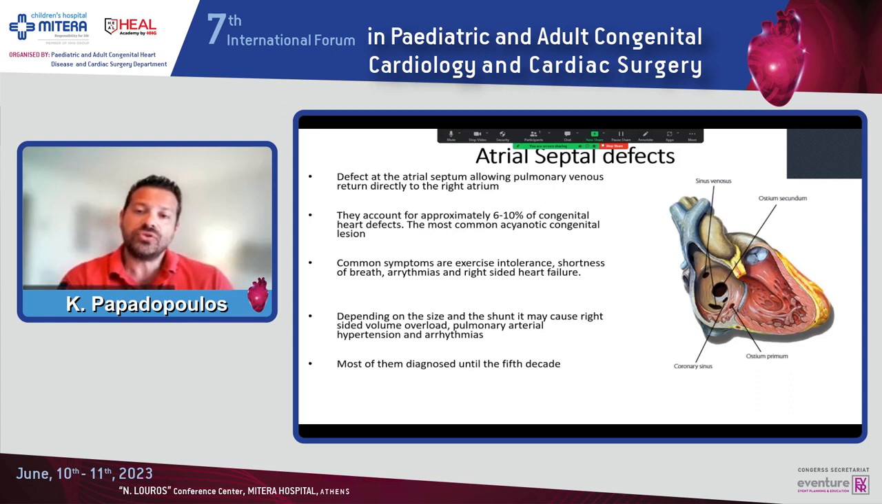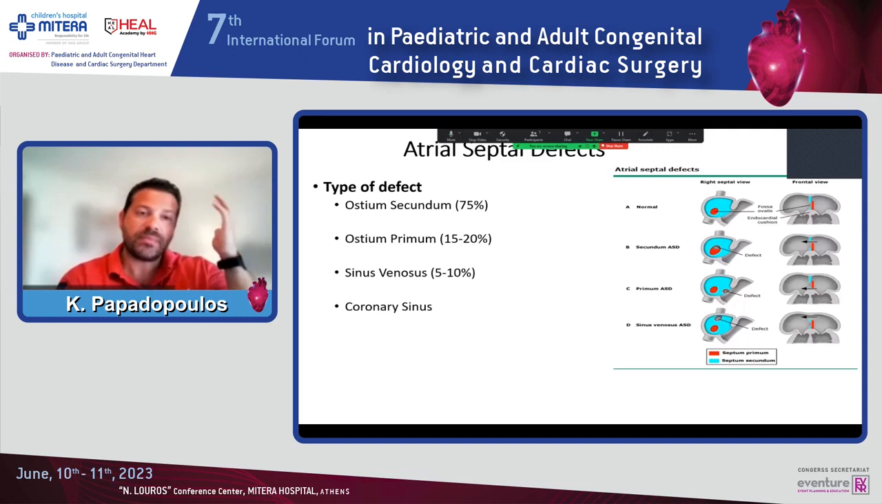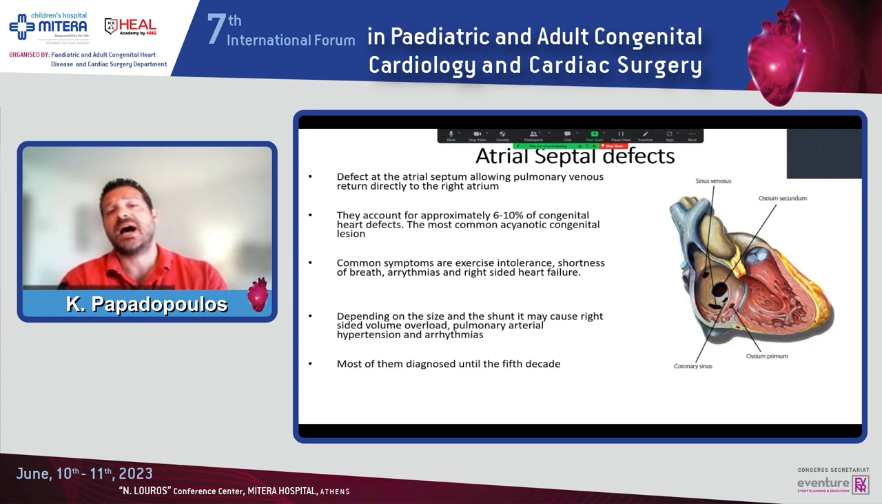But when we go to real ASDs, atrial septal defects, we talk about ostium secundum, which is the most common one, ostium primum, sinus venosus, and coronary sinus. ASDs allow blood to come from the pulmonary veins directly to the right atrium, and they develop right heart failure with arrhythmias and exercise intolerance.